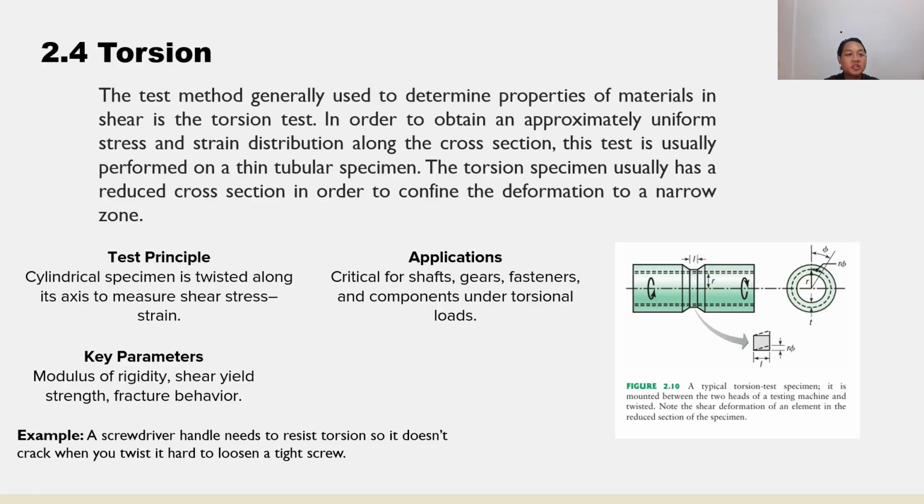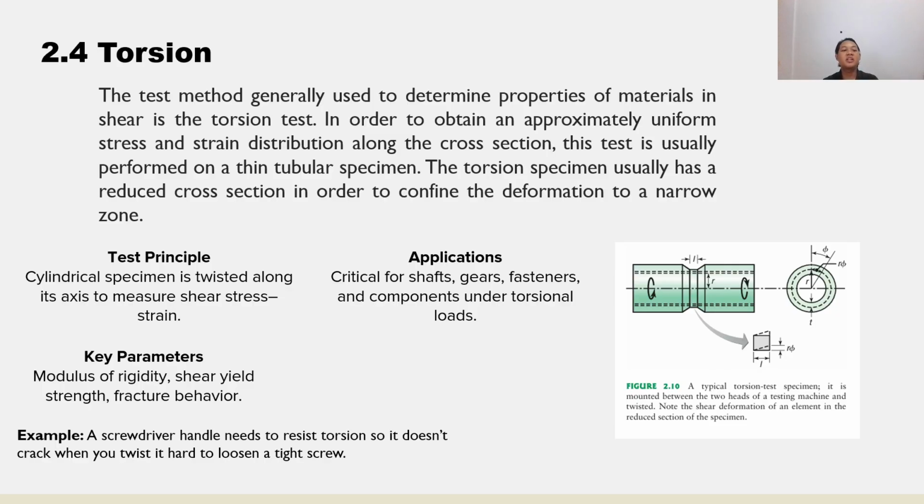Next, we have torsion. The test method generally used to determine properties of materials in shear is the torsion test. In order to obtain an approximately uniform stress and strain distribution along the cross-section, this test is usually performed on a thin tubular specimen. The torsion specimen usually has a reduced cross-section in order to confine the deformation to a narrow zone.